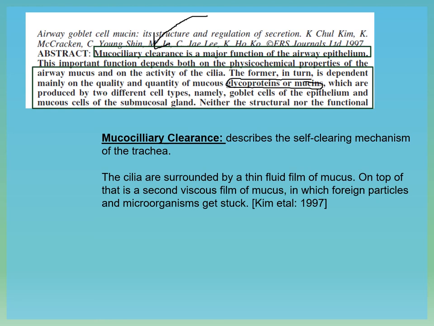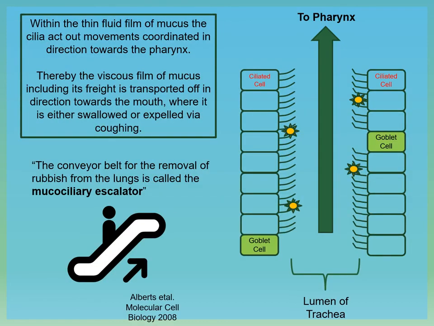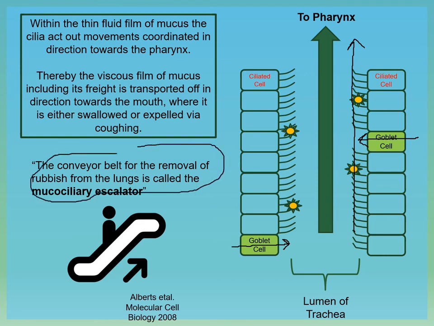So I wanted to look into that a little bit more, but I'm going to leave that with you for the time being. This is my diagram of the escalator effect. You can see the goblet cells in this lighter green. They spew out the mucus into the airway, and the ciliated cells move the stuff up towards the back of the throat. That's sometimes called the escalator effect, the mucociliary escalator.